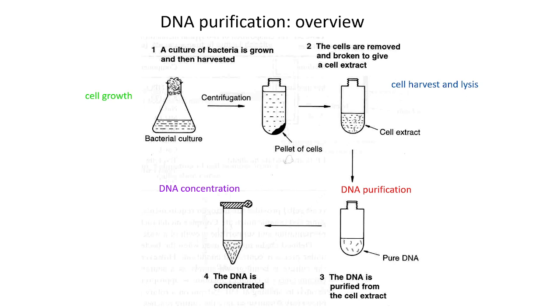So we get that cell extract, and then we go for DNA purification. The DNA is purified from the cell extract which we have got, and after that the DNA is concentrated, and then we check its value at 260 by 280, and check the ratio as to how pure our DNA is. So first we go for cell growth, then cell harvesting and lysis, then DNA purification, and then the DNA concentration. So the cell extract is what we are looking for.